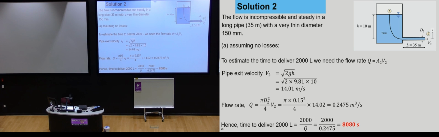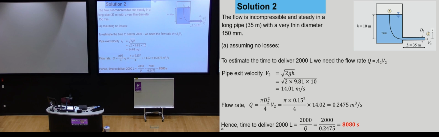The time then to deliver the 2,000 liters is just given by the total volume that we want divided by that flow rate. So 2,000 divided by our flow rate Q, which is 0.2475, and we end up with 8,080 seconds. So that's assuming no losses. And basically, because there were no losses, we know we can apply Bernoulli.